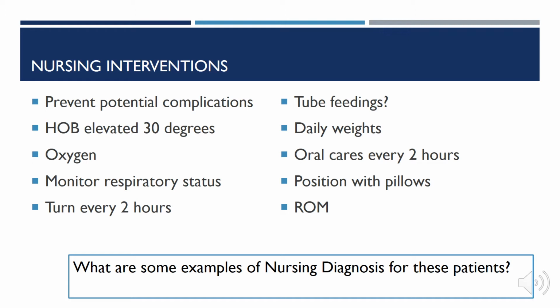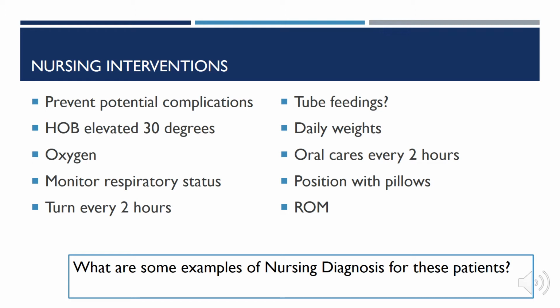If they need tube feedings, we're doing that. They may have no gag reflex. They may be in a coma. They won't be able to eat. Do we need to do daily weights on them? Providing them with oral care every 2 hours to prevent pneumonia. Positioning them with pillows. Still doing range of motion. So even if a patient is in total coma, we still need to do range of motion.